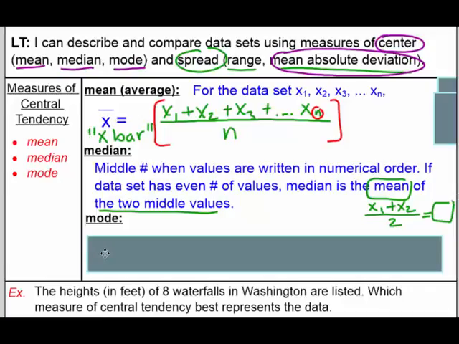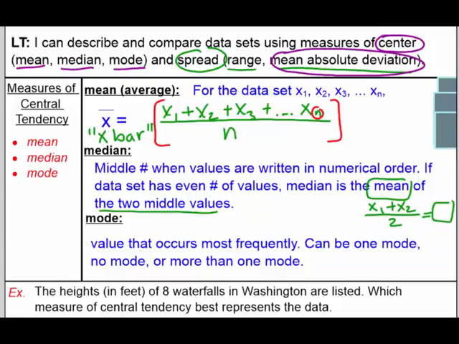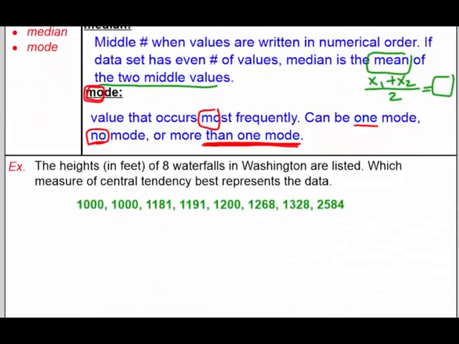Okay, and then we've got mode. Mode is the value that occurs the most frequently, often referred to as MO, mode. Value that occurs most frequently, so think of most, mode. There can be one mode, there can be no mode, or there can be more than one mode. Sometimes in a data set, only one number appears more than the other ones, so there could be one mode. Maybe all the numbers appear the same amount, so there could be no mode. And there could be more than one number that appears the same amount of times, so there could be more than one mode.